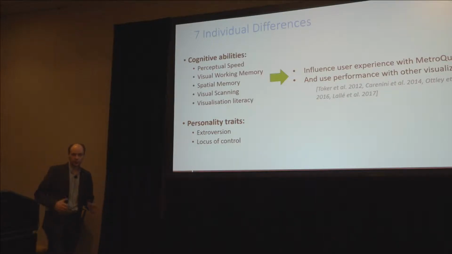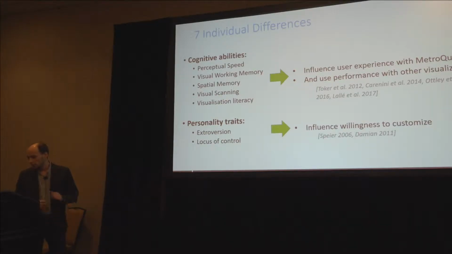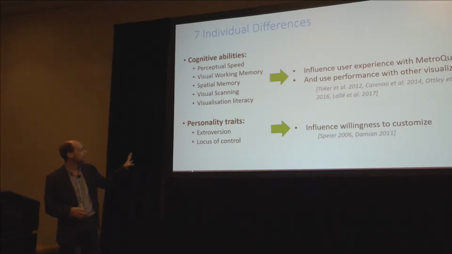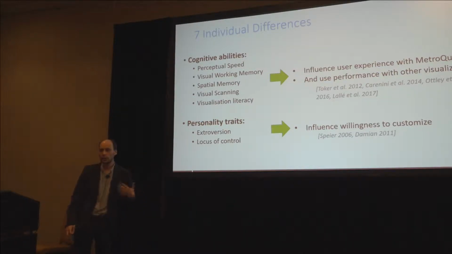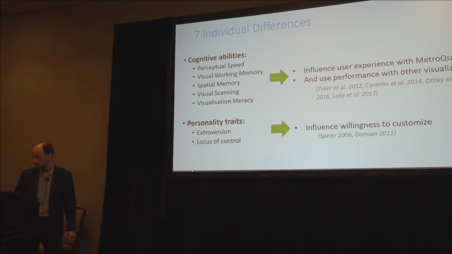But the idea essentially, we picked those individual differences first because for the cognitive abilities, we already know that they influence user experience with MetroQuest. We measured that in our first study with the 166 participants. And in general, we also know that it can impact user performance with other visualizations. So there have been lots of studies on these particular cognitive abilities. And for personality traits, it also could influence the willingness of the user to customize. So we measured those two personality traits because we felt they could impact whether or not users would be likely to use a customization mechanism.